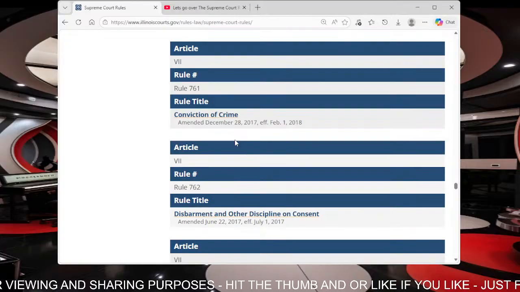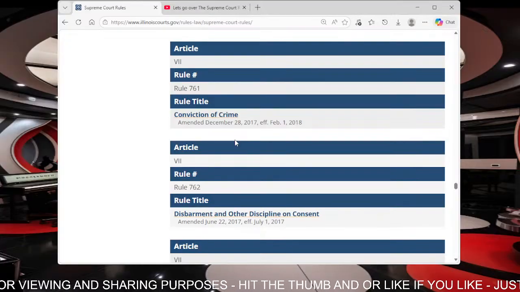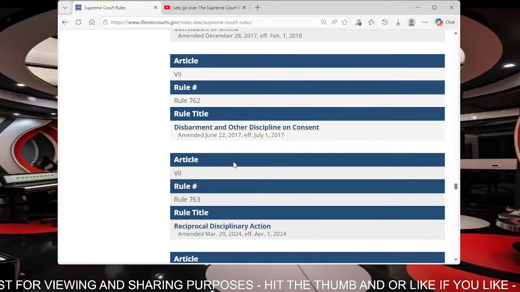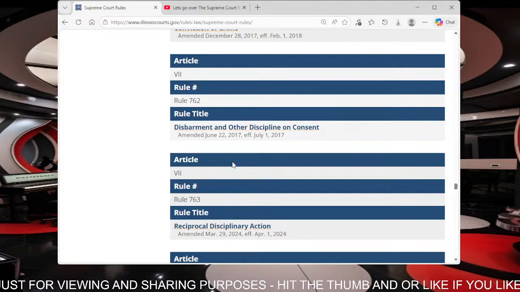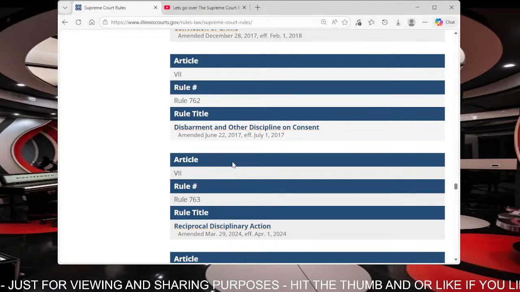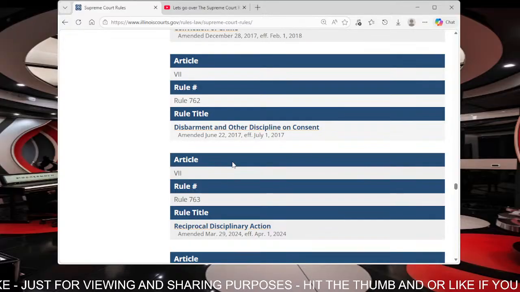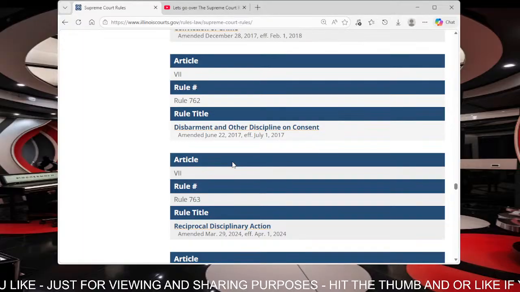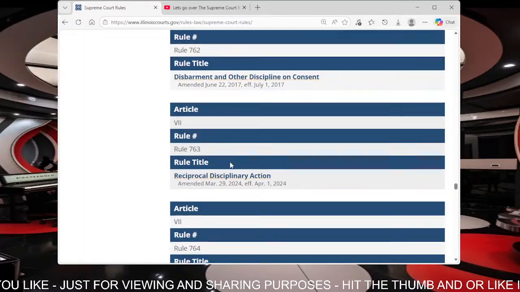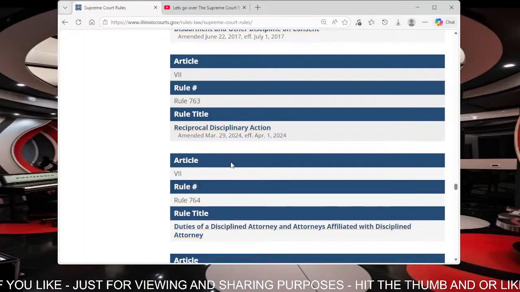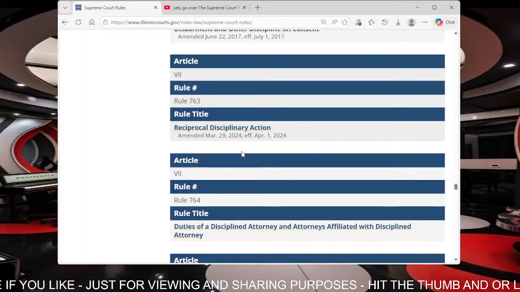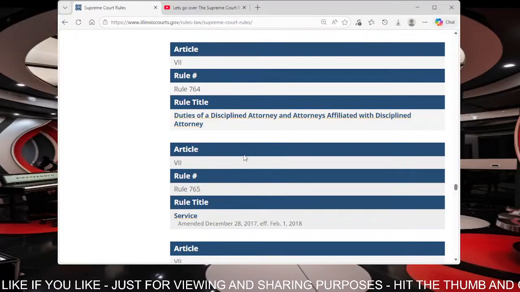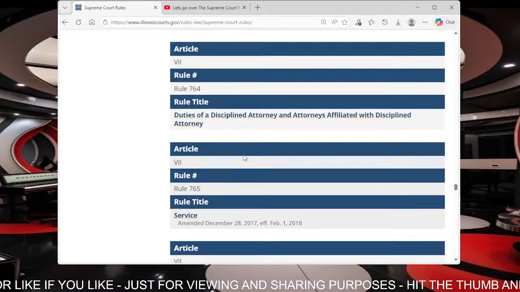Let's mark that one down. 7:61. 7:62, disbarment and other discipline on consent. Oh, that's scary. Either disbarment, you're done, or disciplinary action at 7:62. 7:63, reciprocal disciplinary action. 7:64, duties of disciplined attorney and attorneys affiliated with disciplined attorney.